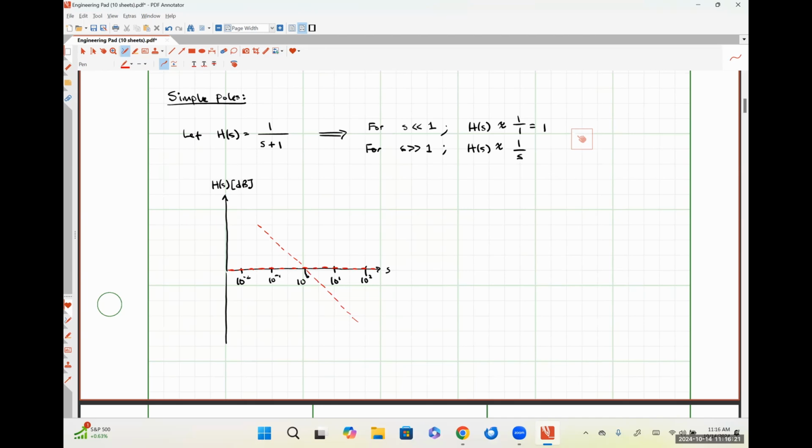And so what I'm going to do is I'm simply going to put these two parts together. So in a hand plot, I'll do the hand plot in red. We would have a line like so, and then a line like so, right? So we have a constant value of 0 dB up until we hit s equal to 1. And then we abruptly turn and have a slope of negative 20 decibels per decade beyond s equal to 1.